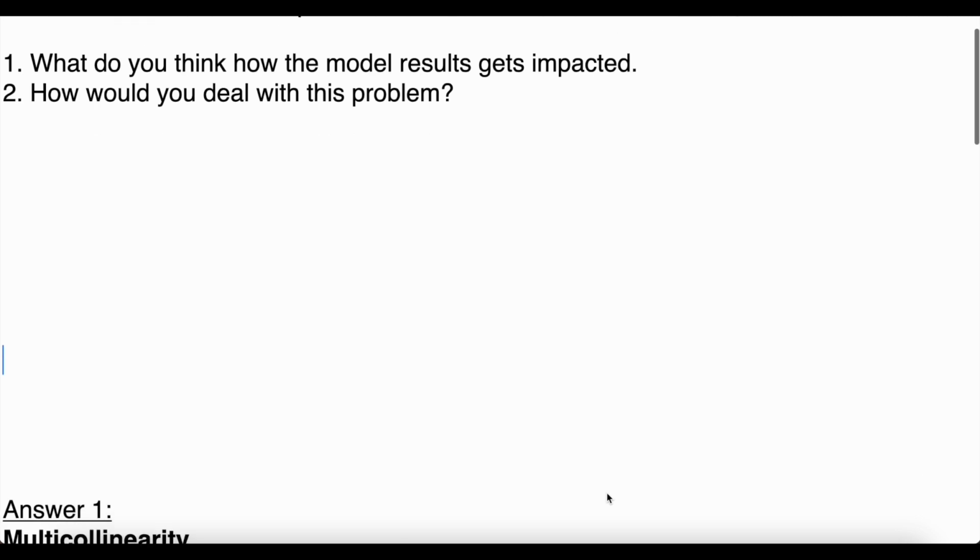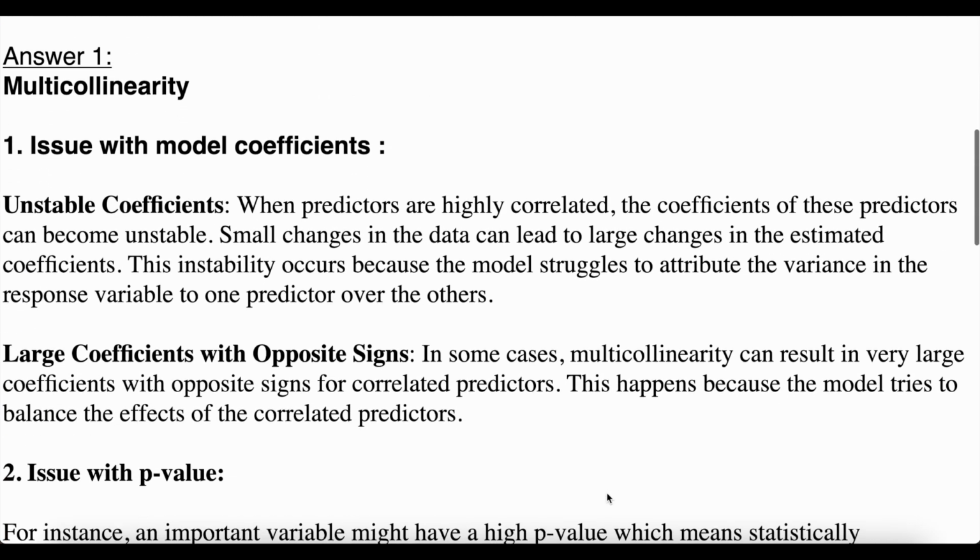Now this problem comes under the umbrella of multicollinearity. Multicollinearity is basically when two or more features are correlated with each other. Multicollinearity directly will not impact your accuracy or the RMSE. However, it will impact your model coefficients and the p-value. Now what impact will it have on model coefficients? When two or more variables are correlated, the coefficients of these predictors, like beta naught, beta 1, beta 2, become highly unstable.